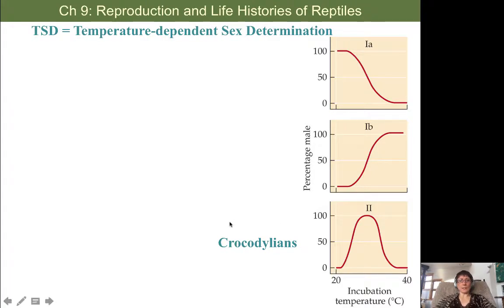Generally speaking, crocodilians exhibit pattern 2. Most of your males are at the median temperatures, and you get females at both the low and the high temperatures. This graph is showing you, roughly speaking, about a 28 to 30 degree mean temperature. Tuataras exhibit pattern 1B, so they get females at the low temperatures and males at the high temperatures. Turtles, depending on the species you're talking about, can produce individuals via pattern 1A or by 2.